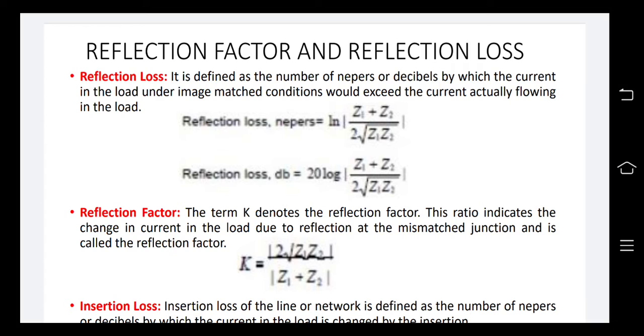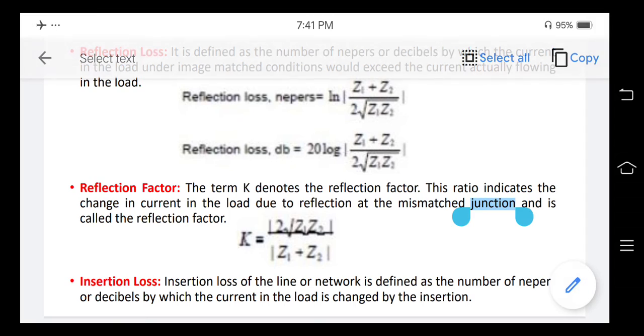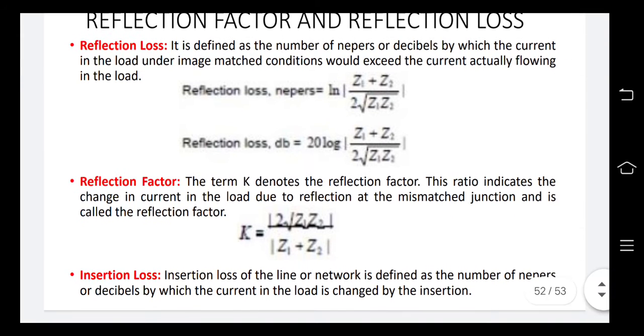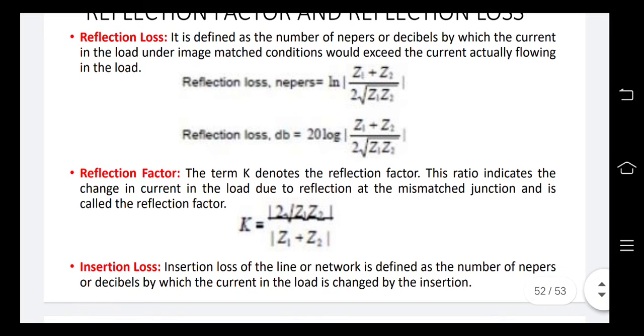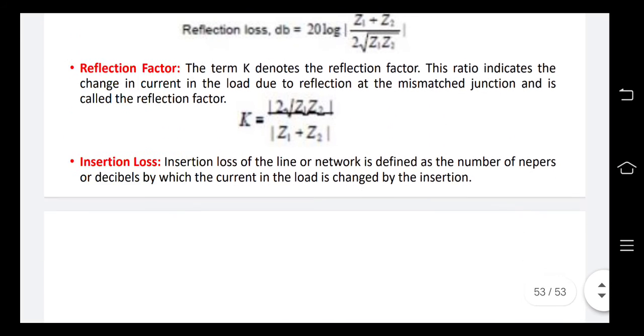The reflection factor, denoted by K, indicates the change in current in the load due to reflection at the mismatched condition and is called the reflection factor. So K is equal to the modulus of 2 times the square root of Z1 Z2 divided by the modulus of Z1 plus Z2. Insertion loss of a line or a network is defined as the number of nepers or decibels by which the current in the load is changed by the insertion.